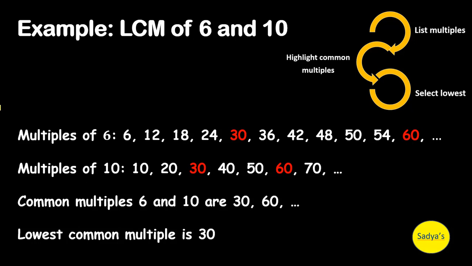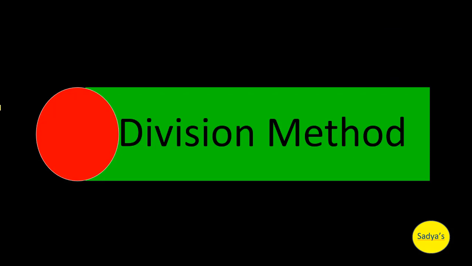This method of finding LCM is quite simple. However, when the numbers are quite large, this method becomes quite slow. So we move to the next method, which is the division method.